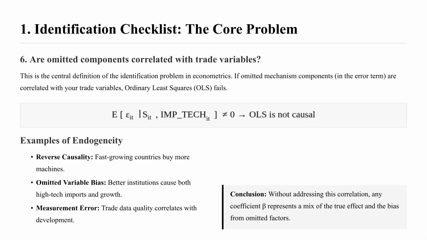The core identification problem is determining if omitted components are correlated with trade variables. If they are, OLS estimation fails, leading to endogeneity. The coefficient represents a mix of the true effect and bias from omitted factors.